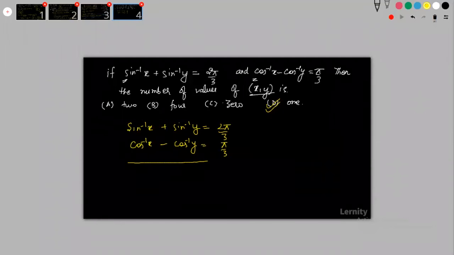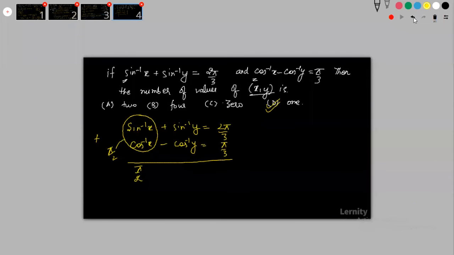Now see, if I add these two equations, this part will get completely removed and become equal to pi by 2, because sine inverse x plus cos inverse of x is pi by 2. So if I add these two equations, this will become pi by 2 plus sine inverse y minus cos inverse y is equal to 2 pi by 3 plus pi by 3. This will become simply pi. So pi and pi will get cancelled and this will become pi by 2.